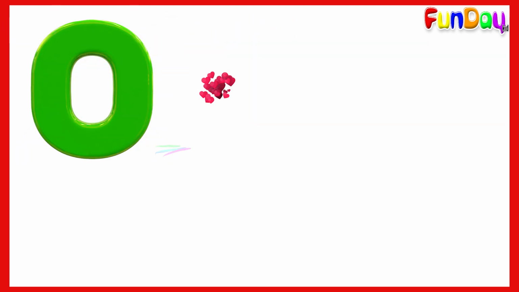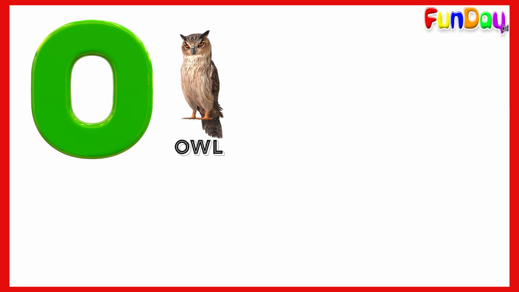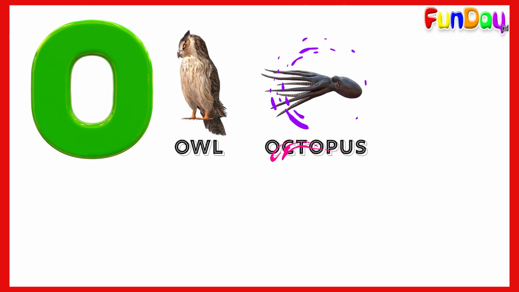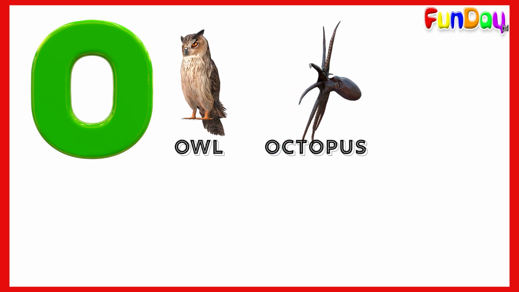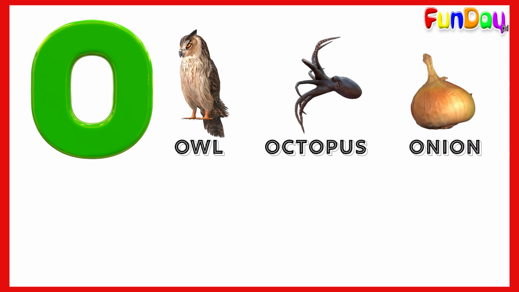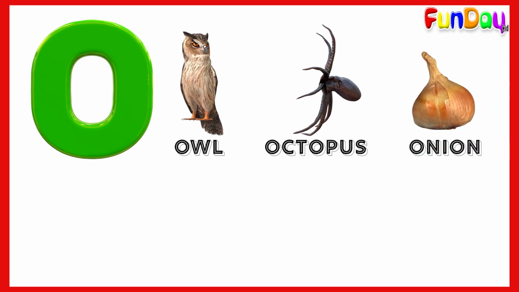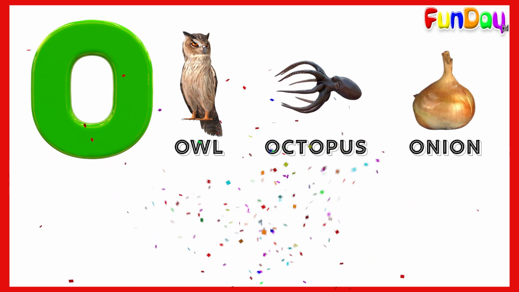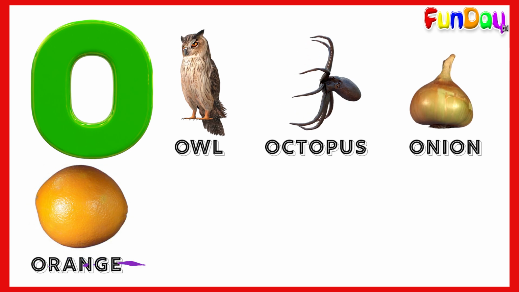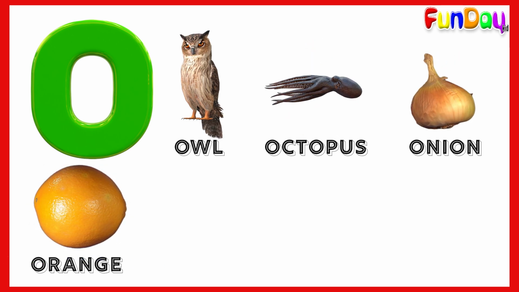This is the letter O. O is for owl. Owl. O is for octopus. Octopus. O is for onion. Onion. O is for orange. Orange.